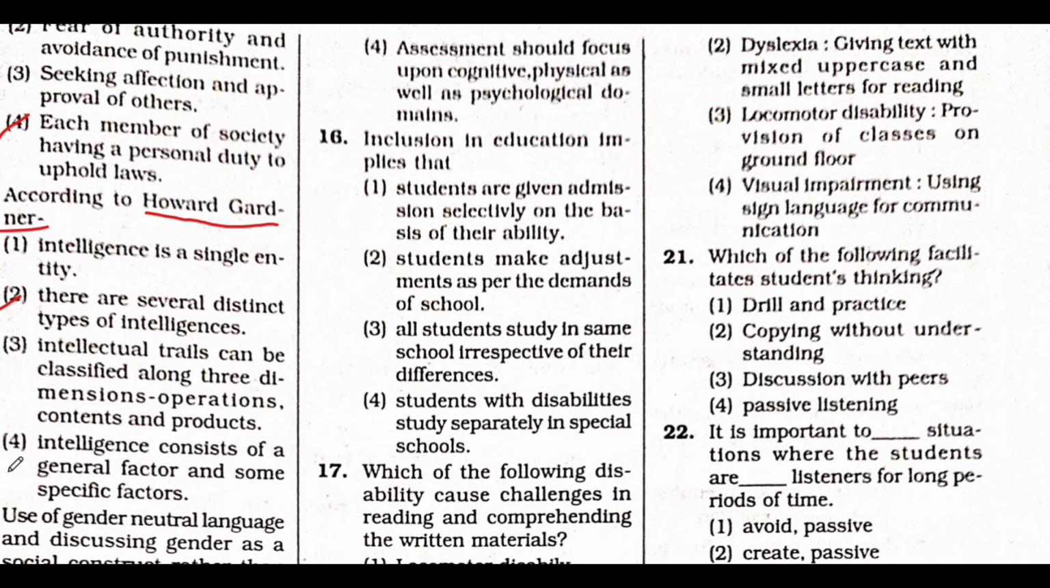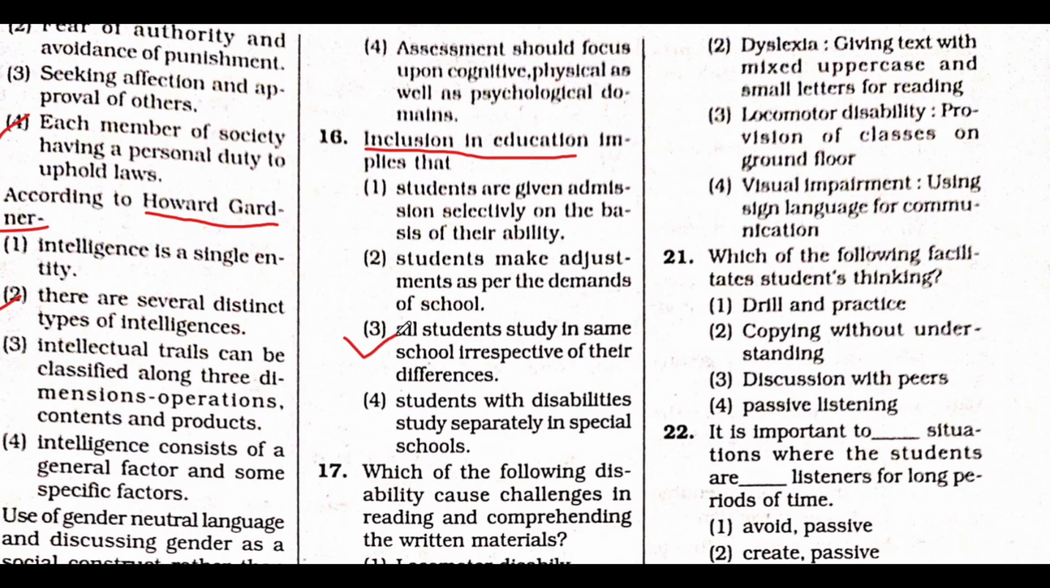So the correct answer is, they are asking you the meaning of inclusive education. It means number 3, that all students study in same school irrespective of their differences, which means the specially able child along with the normal child will study in the same school, in the same classroom, irrespective of their problems, whatever they are having, right?